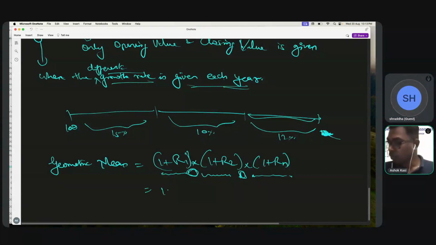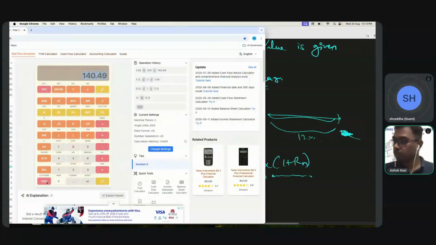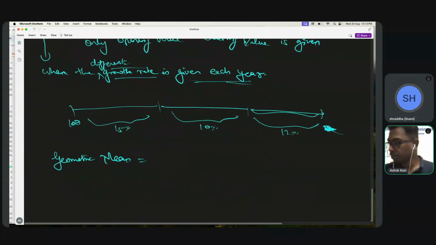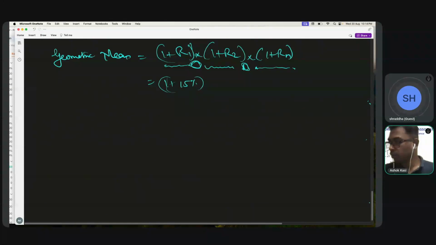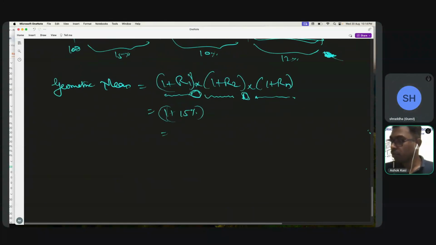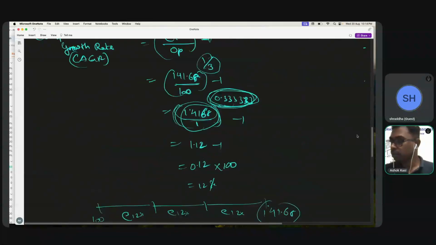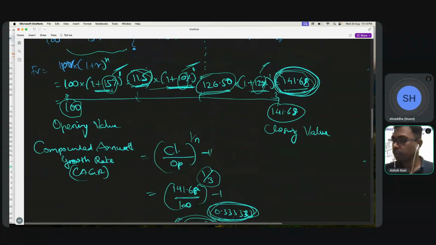So 1 plus R1 is 15 percentage, first one. So what does it give you? 15 percentage plus 1 is equal to 1.15. So 1.15 means 1 rupee will become 1.15. Just like we did, 100 is becoming 115, right? So 1 will become 1.15.